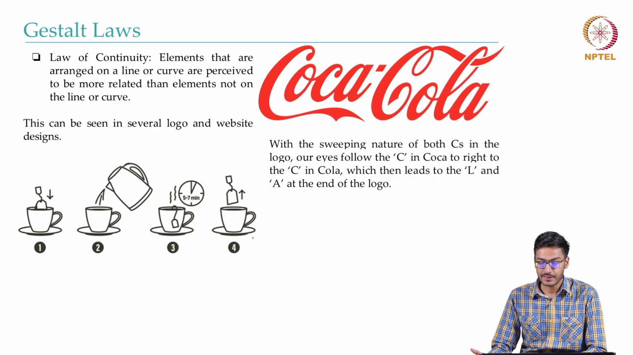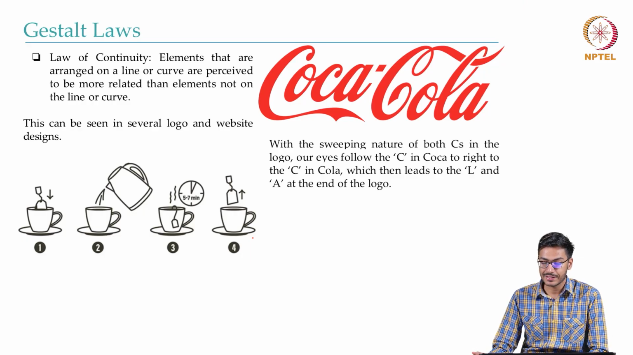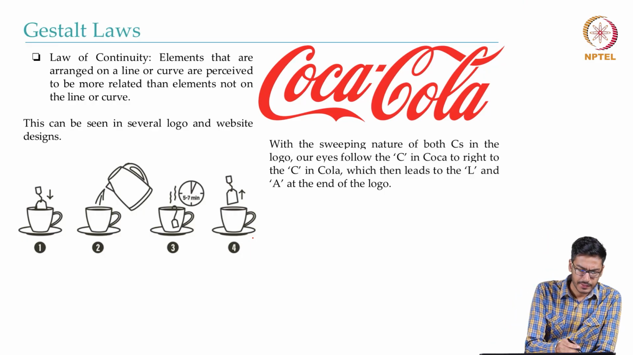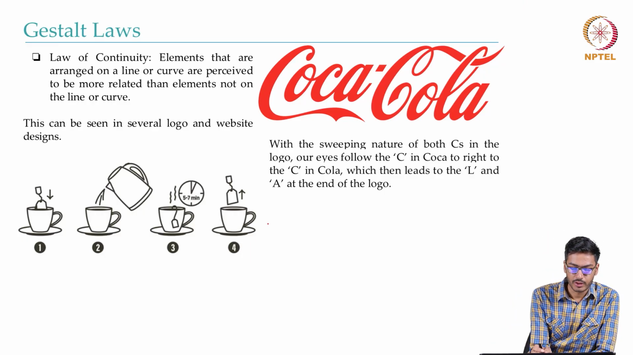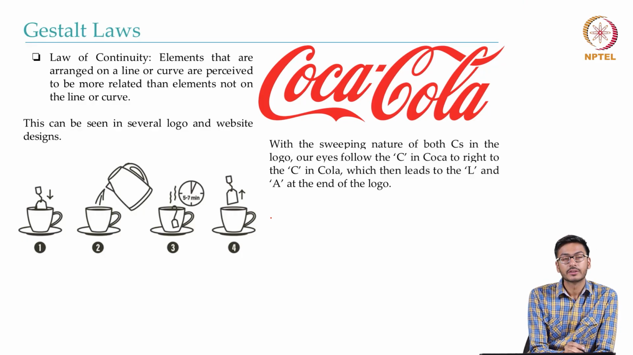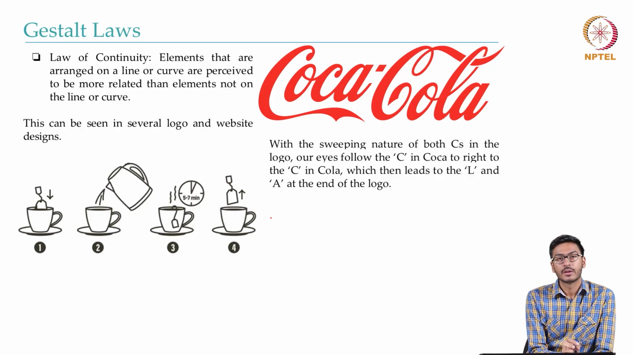Here, as you can see in the image, with the sweeping nature of both the C's in the logo, our eyes follow the C in Cola to the right, which ultimately leads to the L and finally to the A at the end of the logo. Here as well, this is a simple tutorial on how to make tea. The images are put together in a straight line and hence they are perceived to be related.